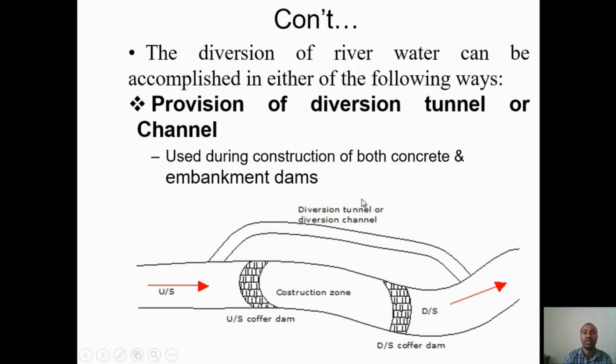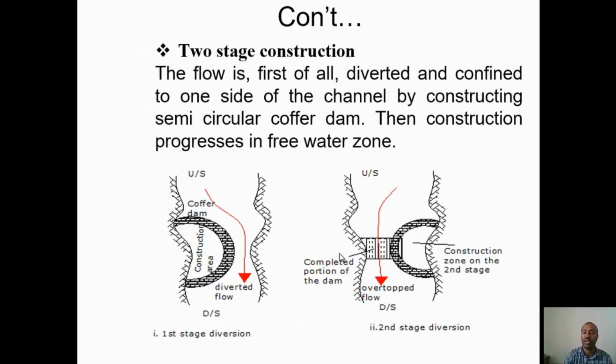In any embankment or concrete dam, you have a construction zone, then you have an upstream coffer dam, then you divert river flow in this direction, and rather than going back, you have to have a downstream coffer dam so that the flow will proceed to the downstream side. So the construction zone will be safe.